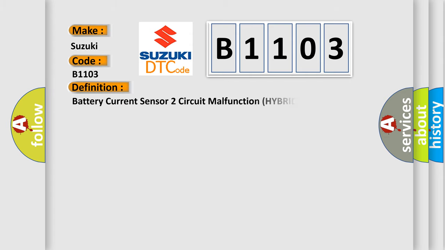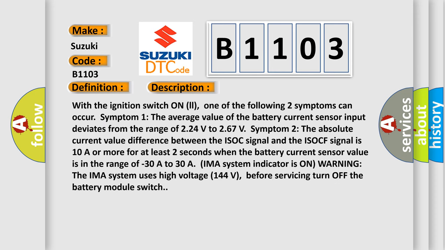The basic definition is battery current sensor 2 circuit malfunction, hybrid models. And now this is a short description of this DTC code. With the ignition switch on, one of the following two symptoms can occur. Symptom 1, the average value of the battery current sensor input deviates from the range of 2.24 volts to 2.67 volts. Symptom 2, the absolute current value difference between the ISOC signal and the ISOCF signal is 10A or more for at least 2 seconds when the battery current sensor value is in the range of -30A to 30A. IMA system indicator is on.